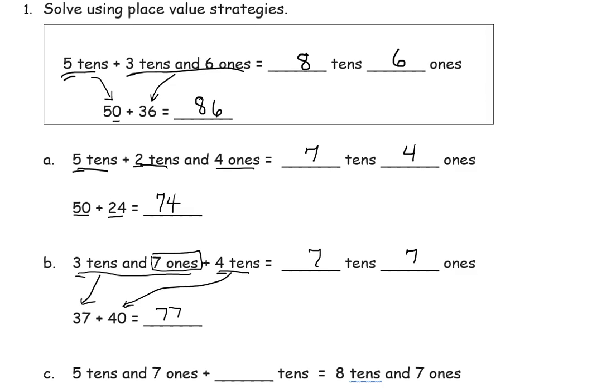In this last problem, I have 5 10s and 7 1s. To that, I added something that gave me 8 10s and 7 1s. Well, since my 1s stayed the same, I know I didn't add any more 1s, but my 10s went from 5 to 8. So that means I added 3 more 10s. 5 10s and 3 10s is 8 10s. So 5 10s and 7 1s plus 3 10s will give me 8 10s and 7 1s.